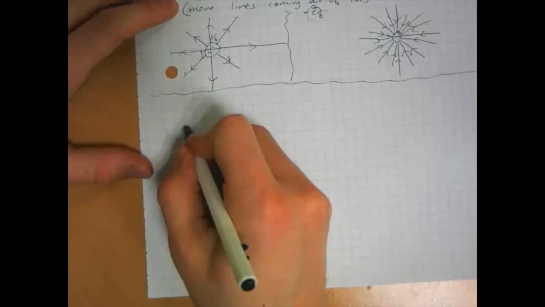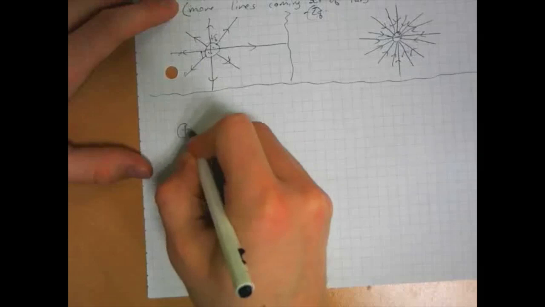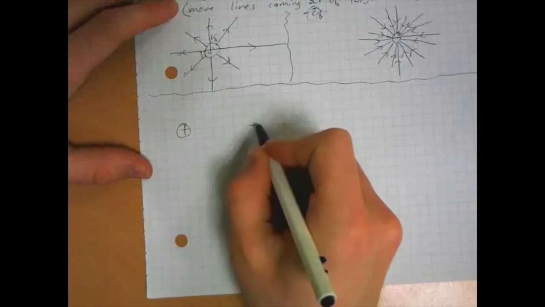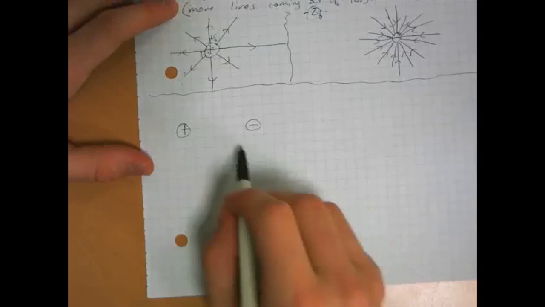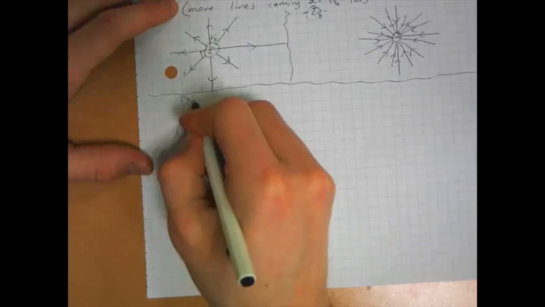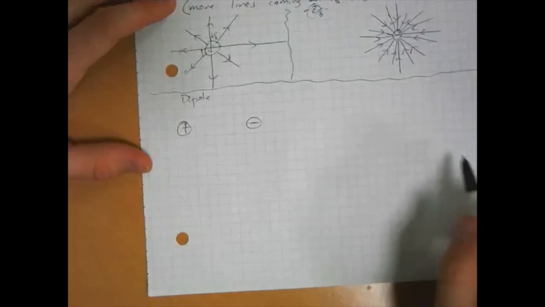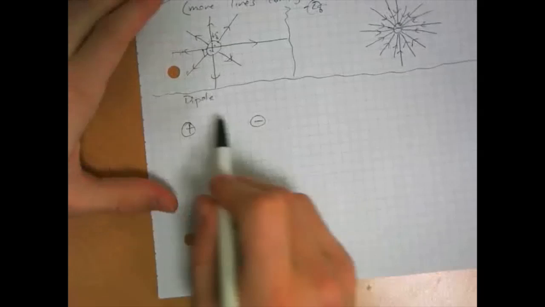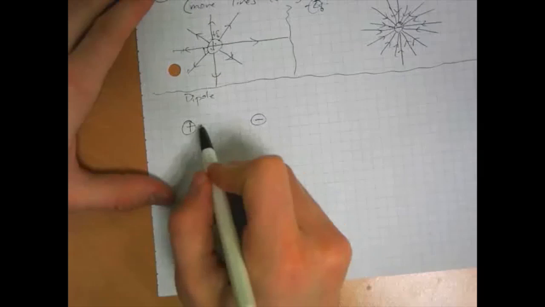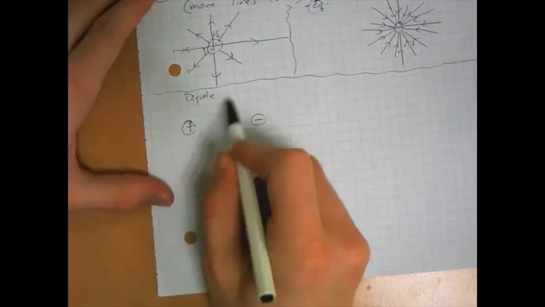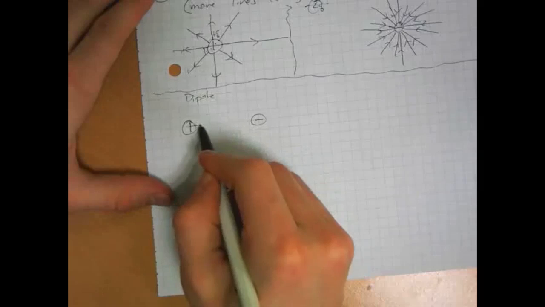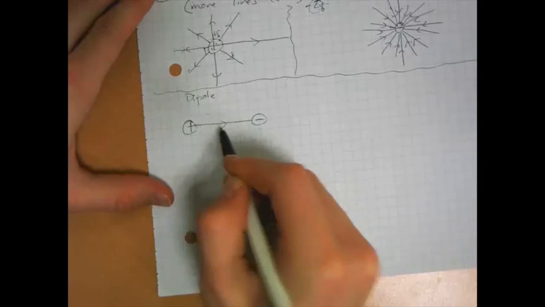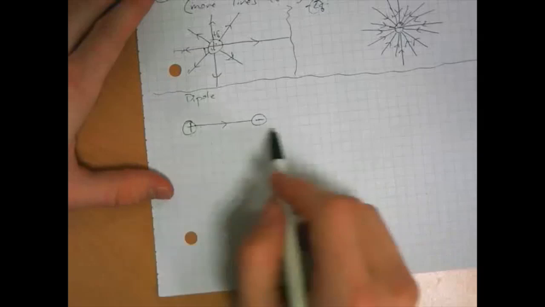Let's consider what happens if we have a positive charge and a negative charge. This is called a dipole, when you have two charges of opposite sign and equal magnitude. They share the same number of lines, and they point away from positive charges toward negative charges. So the one in between just goes straight, from the positive charge to the negative charge.